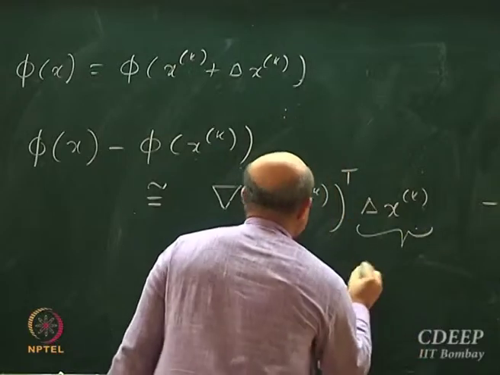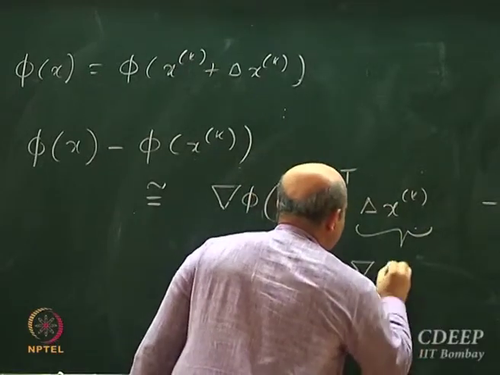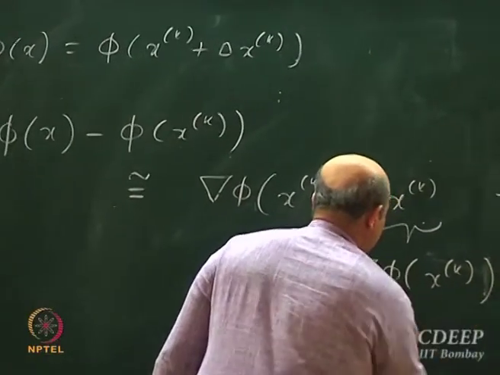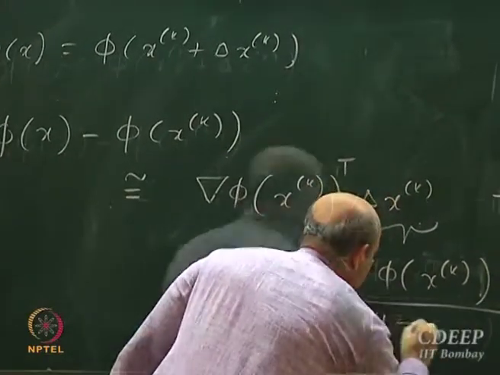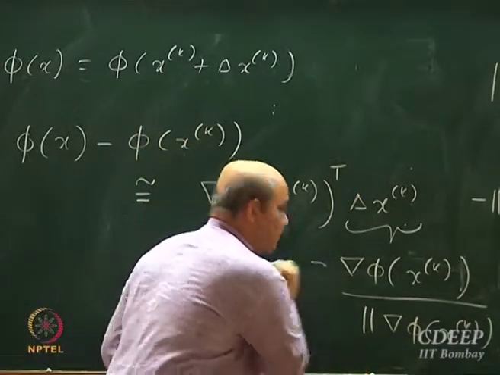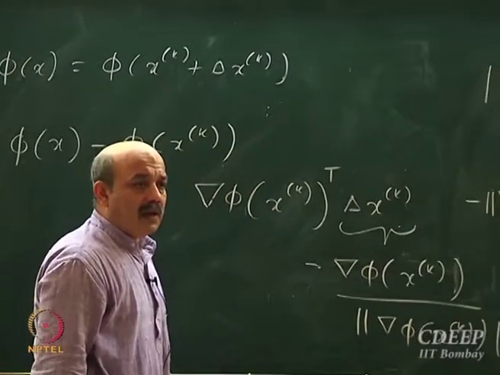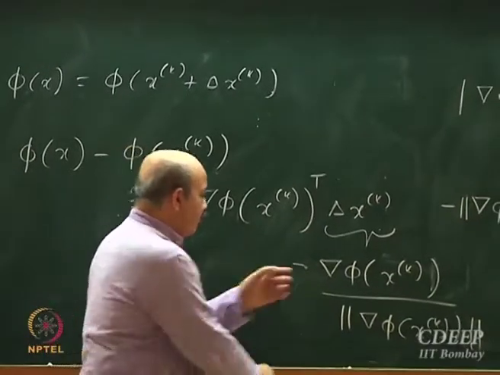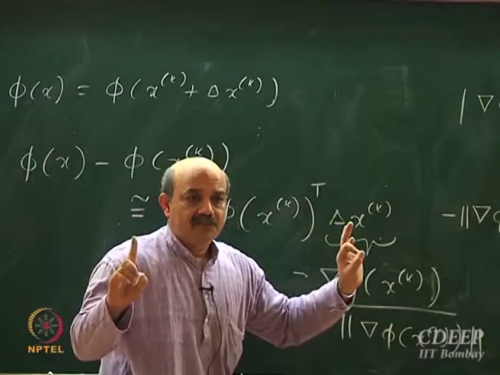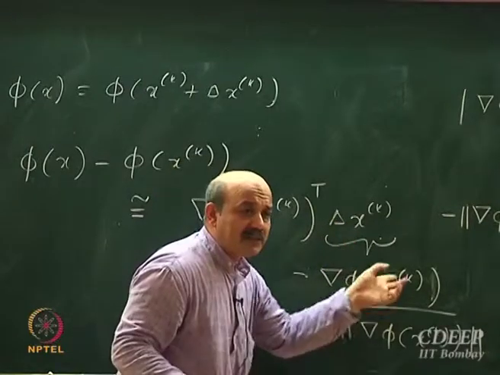See, what is the negative of the gradient direction? If this is grad phi xk divided by its norm, then the negative direction is the negative of this. Why am I dividing by this norm? Because I am looking at unit vectors. So this is a unit vector.